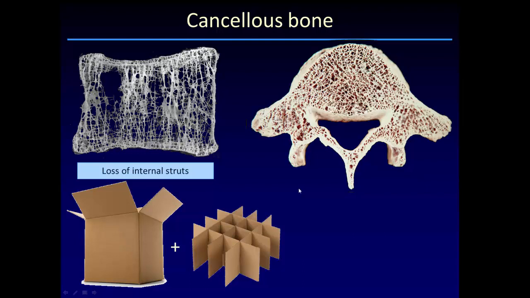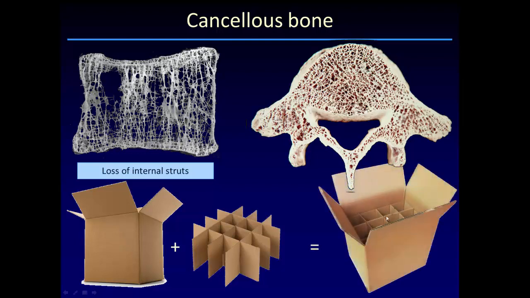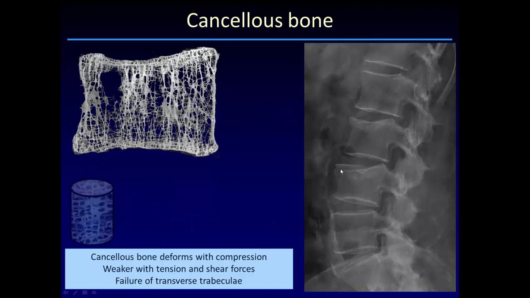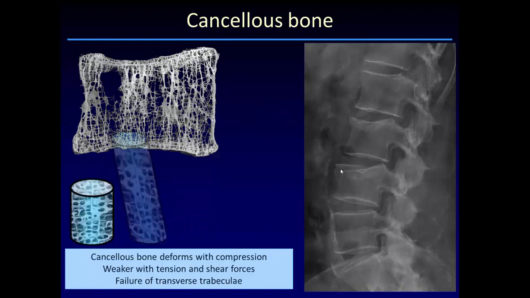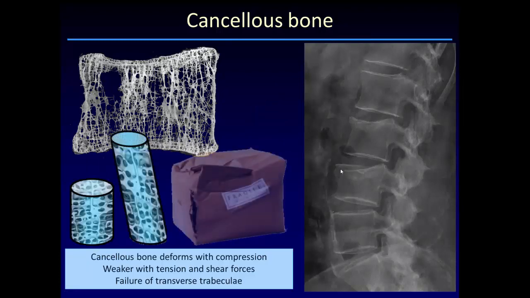Now, one way to think about osteoporosis and weakening of bone is to think about the loss of these internal struts as equivalent to what happens when you have a box and you lose the internal supports. We all know that these internal supports lead to quite a bit of increased strength in terms of supporting the cortex, and that when you have these voids that take place in the bone, that bone is more likely to fail. And it will fail easily with compression. It will fail easily with tension and shear.